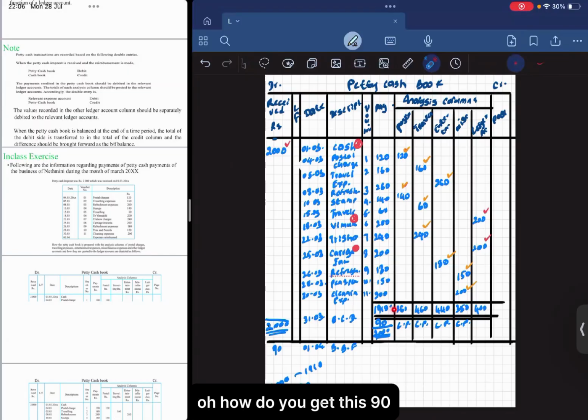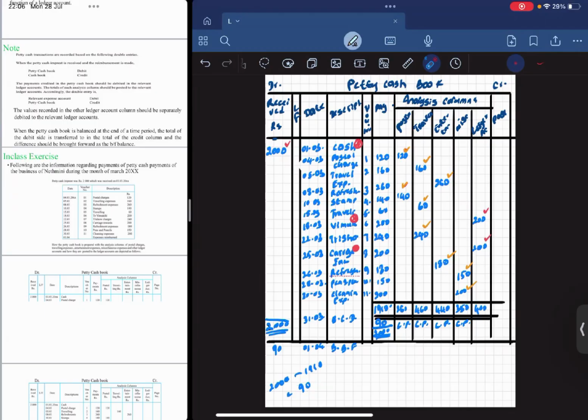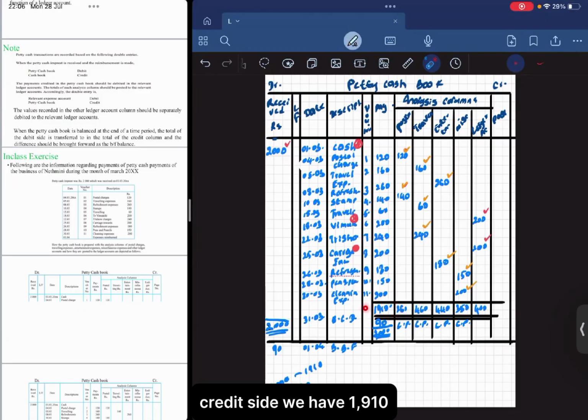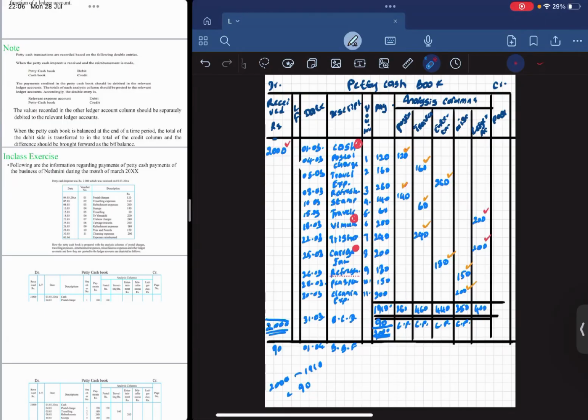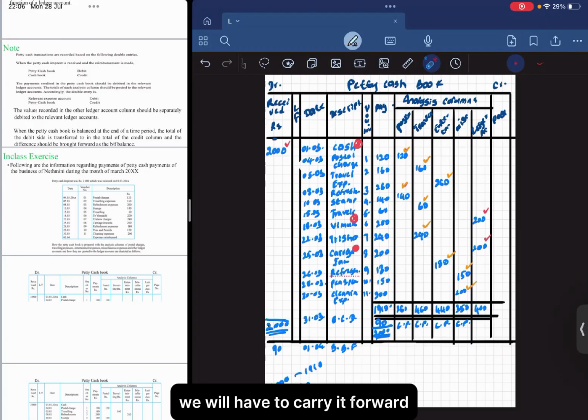Now during the session, I also received a question as to what is this 90? How do you get this 90? That is simply balancing off of the account. Now this is a ledger account. Petty cash book is a ledger account. On the debit hand side, we have 2000. Credit side, we have 1910. So the difference between the debit side and the credit side, we will have to carry it forward.